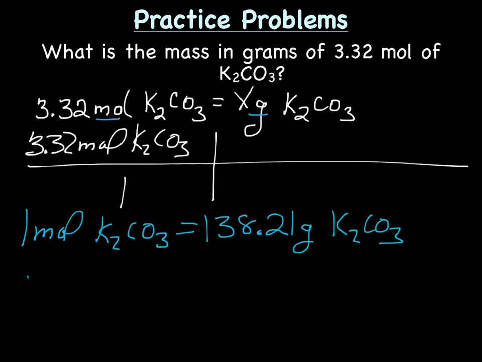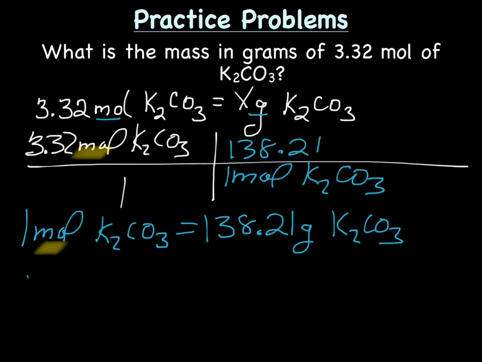Okay, so let's see where we're going to put what. We have moles on the top, which means we are going to put moles on the bottom. So we will have 1 mole K2CO3 on the bottom and 138.21 grams of potassium carbonate on the top. Let's double check that we did this right. Mole K2CO3 crosses out mole K2CO3. And so from here, we just need to solve.